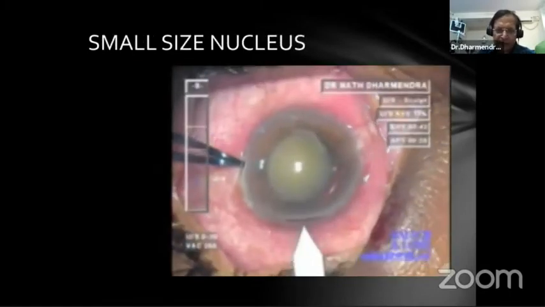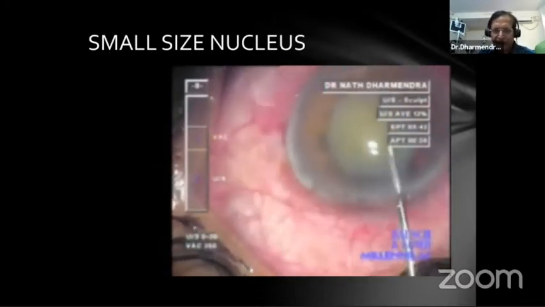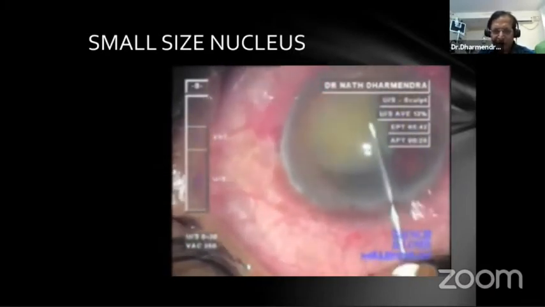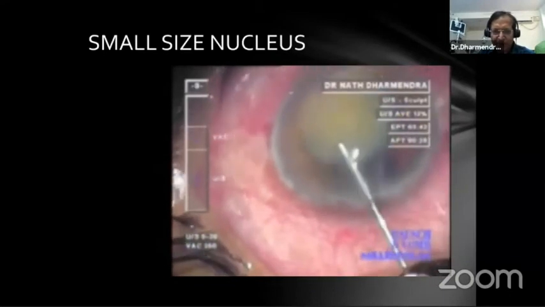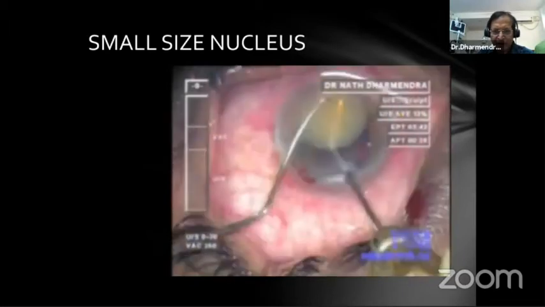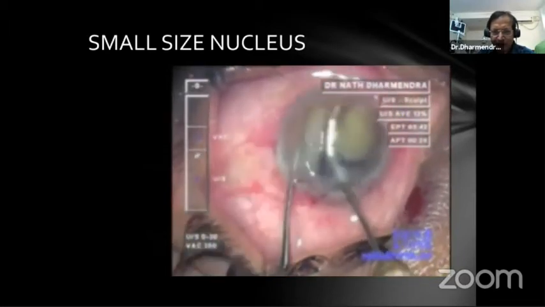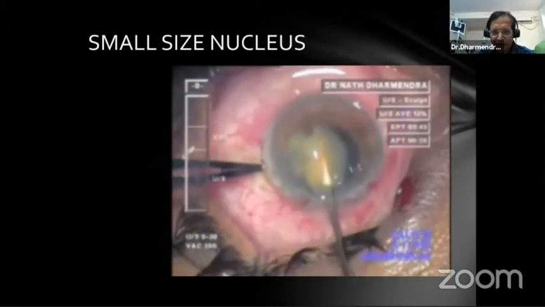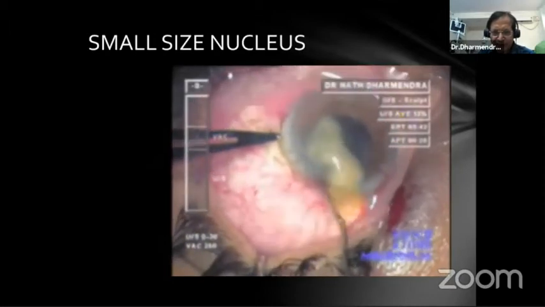And now this is a different mode. If the nucleus is very small, you can cut it and divide it into 2 pieces. You have taken the nucleus into the anterior chamber, and by the cannula and the Sinskey hook, you divide the 2 halves, enlarge the incision up to 2 or 3 millimeter, and take it out.